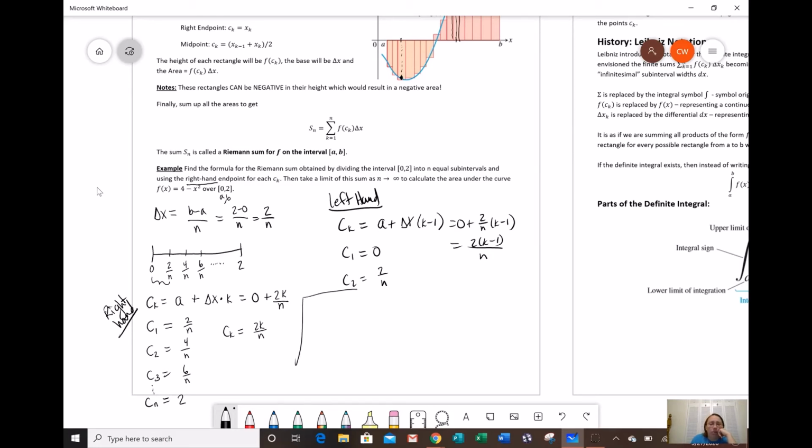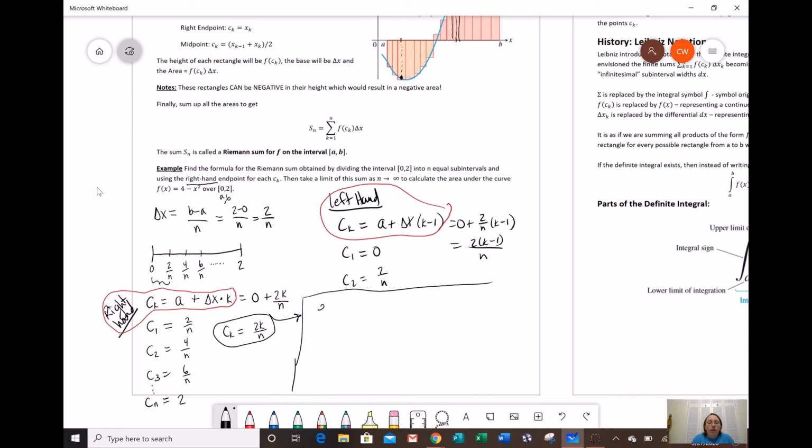All right, so those are just the general formulas. Let me circle them so you have them highlighted. So here's the general formula for the right hand, and here's the general formula for the left hand. So that should help you. All right, so once you have all that, we're going to do the right hand one. So this is going to be our formula that we're going to use today.